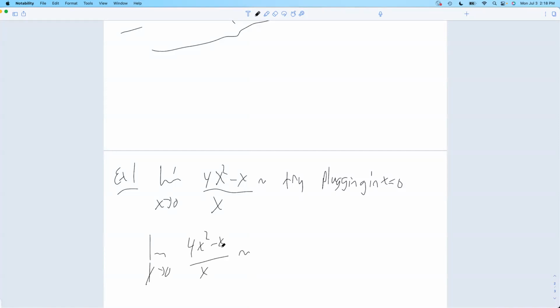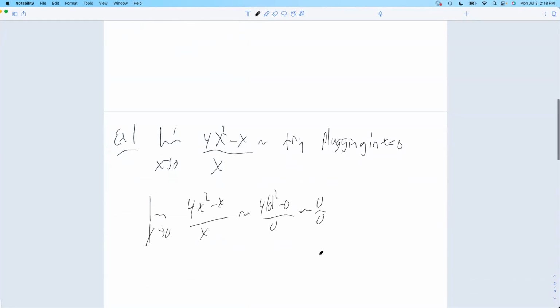What do we get when we plug in 0 on the top? I'll get 4 times 0 squared minus 0 over 0. That goes like 0 over 0. So I have an indeterminate form of the form 0 over 0. L'Hopital's rule applies. I'm allowed to use L'Hopital, provided I get an answer.